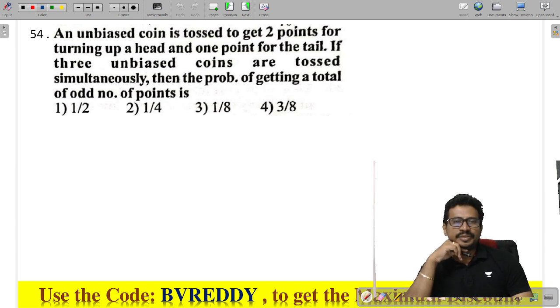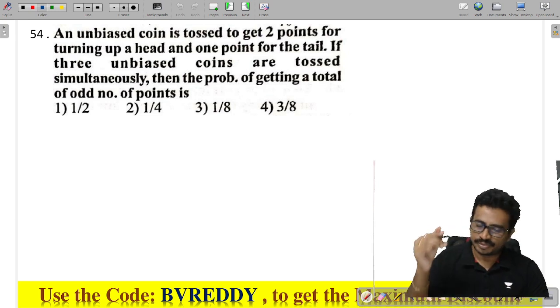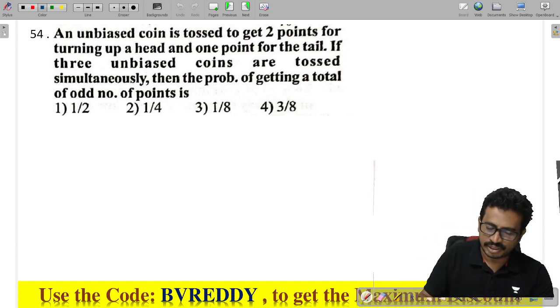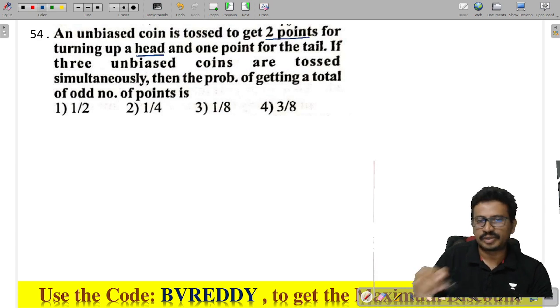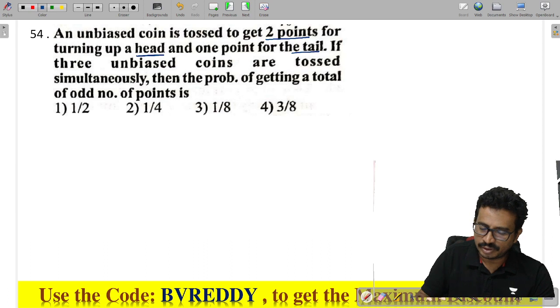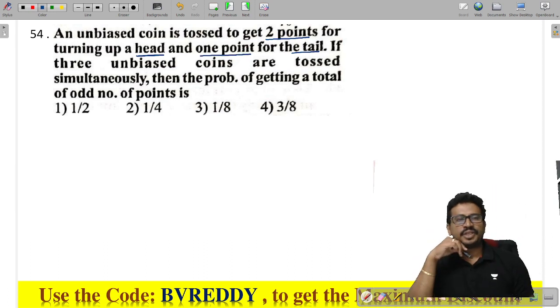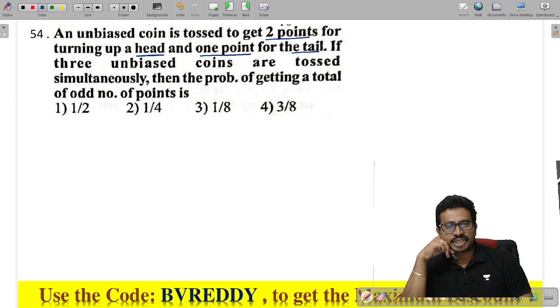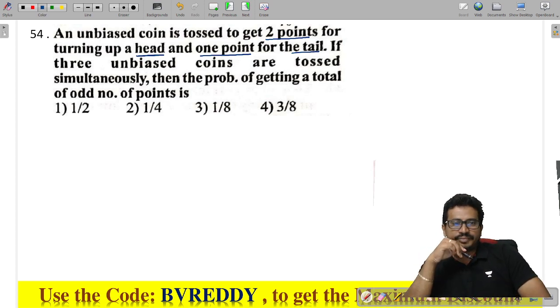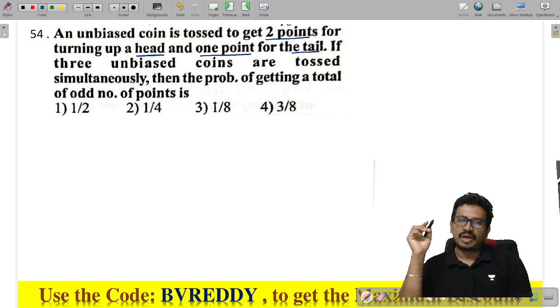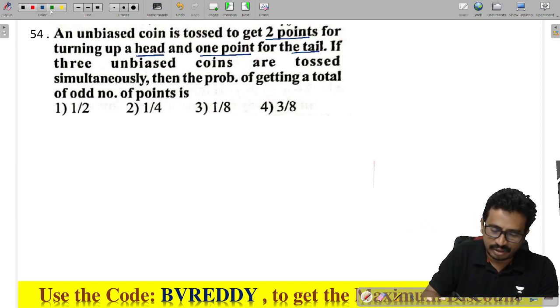Next, an unbiased coin is tossed to get 2 points for turning up a head and 1 point for a tail. So when you toss a coin, if the head appears, you will get 2 points. For head, you will get 2 points, and for tail, you will get 1 point. If 3 unbiased coins are tossed simultaneously, the probability of getting a total of an odd number of points, we need to get an odd number of points.